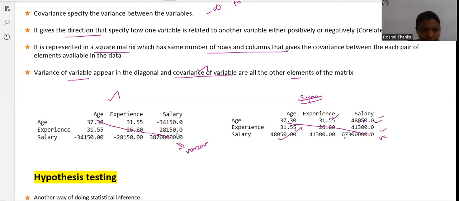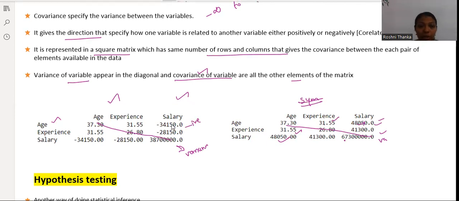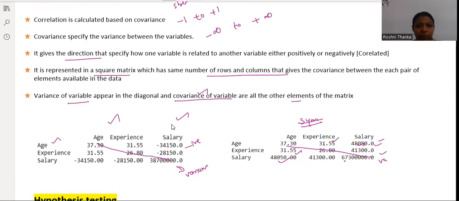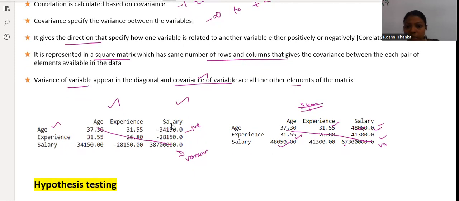So the diagonal values, between age and age, is variance. Experience and experience, it is variance. The other values are called covariance. And here you can see between age and salary we are getting a negative value, so it is a negative covariance value. And here you can see a positive value. So this is an example of negative covariance, and here is an example of positive covariance.